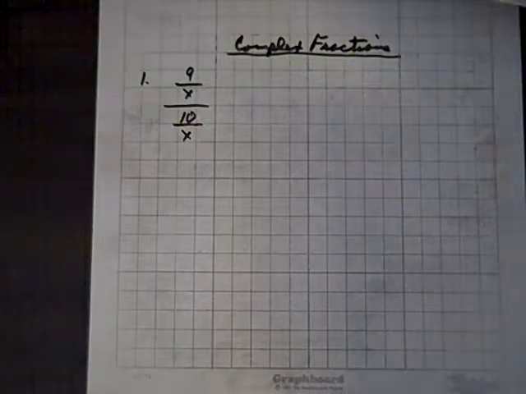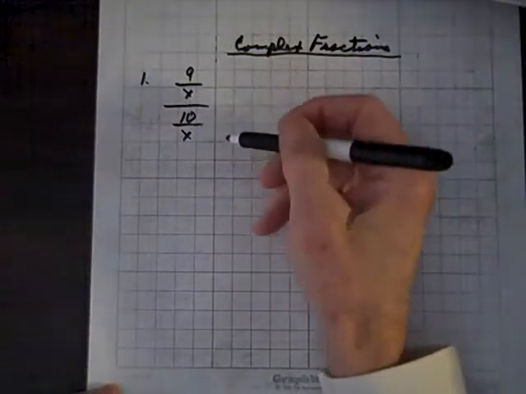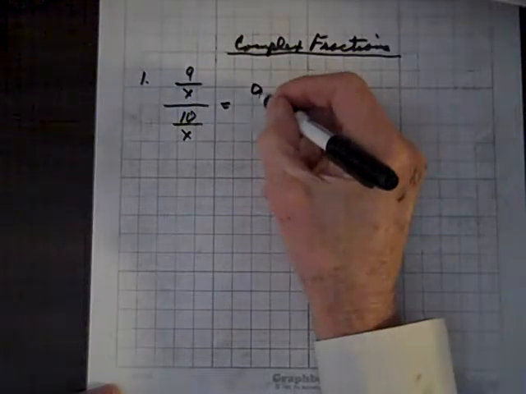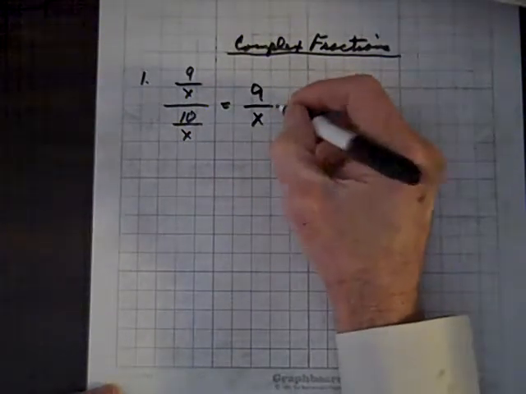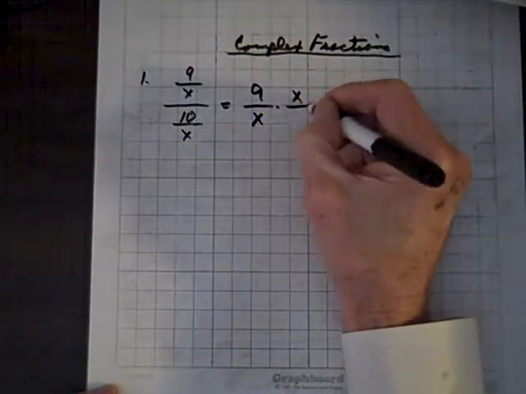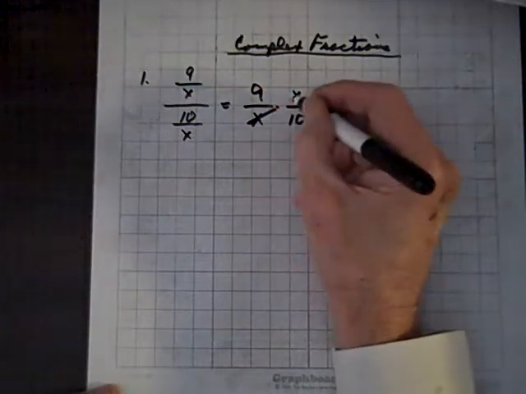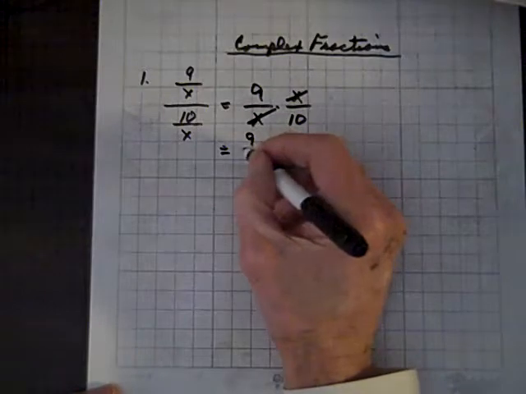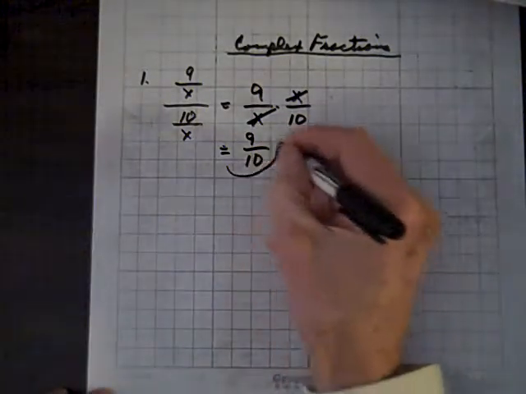Well, our subject today is complex fractions, and here's the first problem. Notice we have a fraction divided by a fraction, so we'll turn that into multiplication by inverting and multiplying by the divisor. So that was x over 10, and now the x's divide out, and what are we left with? 9 over 10. And that's our guy right there.